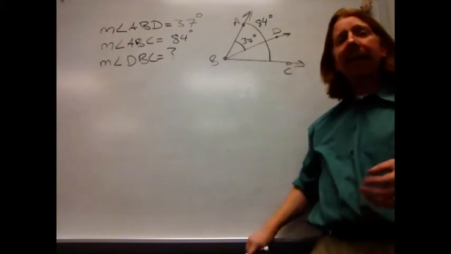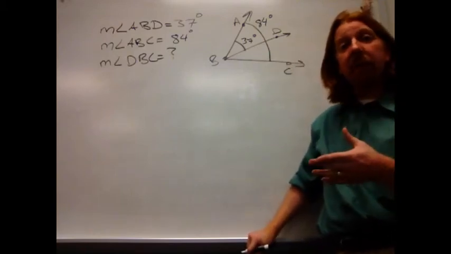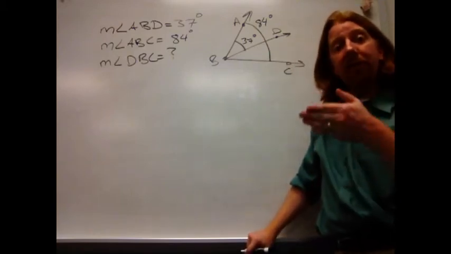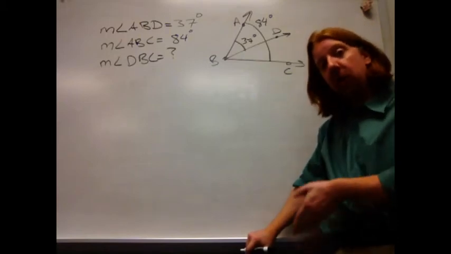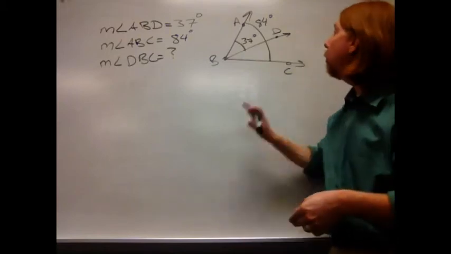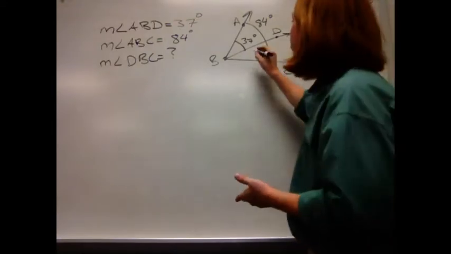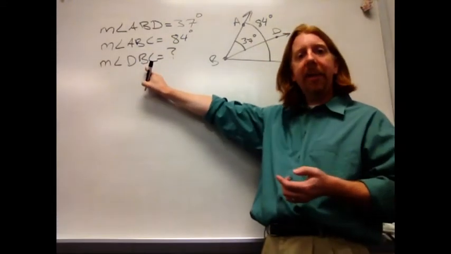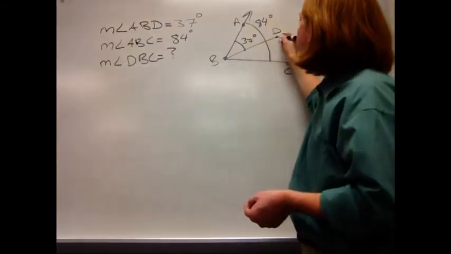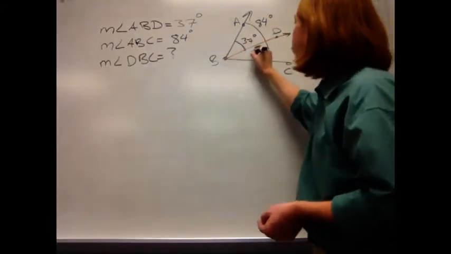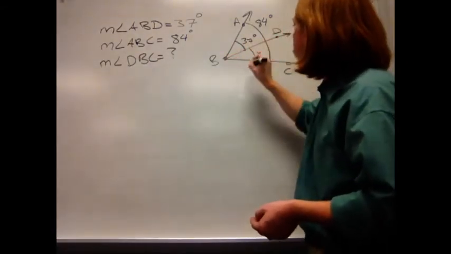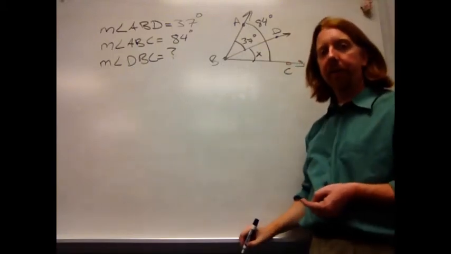And again, it's this naming convention that's really kind of critical. Because once you see the angles on the page, once you can see what parts go where, the problem practically solves itself. I'm looking for DBC. So from D to B to C. That's that one right there.